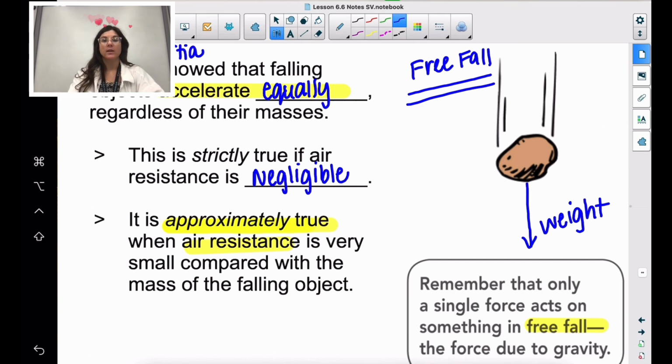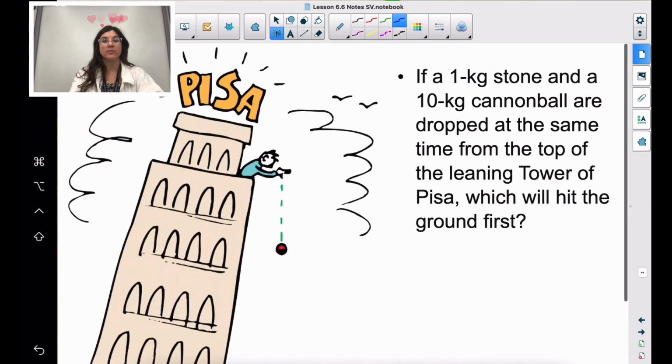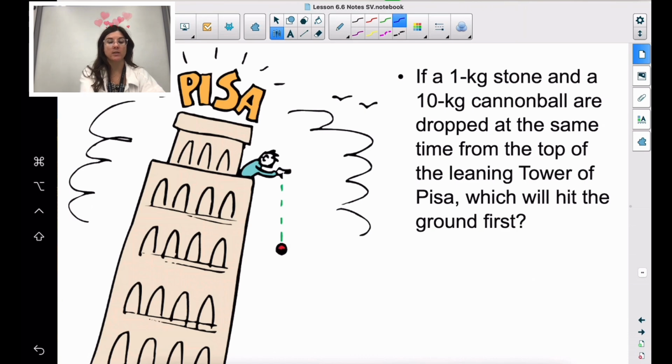If we move on to the next slide, we've got Galileo's experiment. I'm going to label this picture as Galileo's experiment. He got on top of the Leaning Tower of Pisa, and he got a heavy object, a cannonball, to be precise. I'm going to highlight that. He got a 10-kilogram cannonball and a 1-kilogram stone.